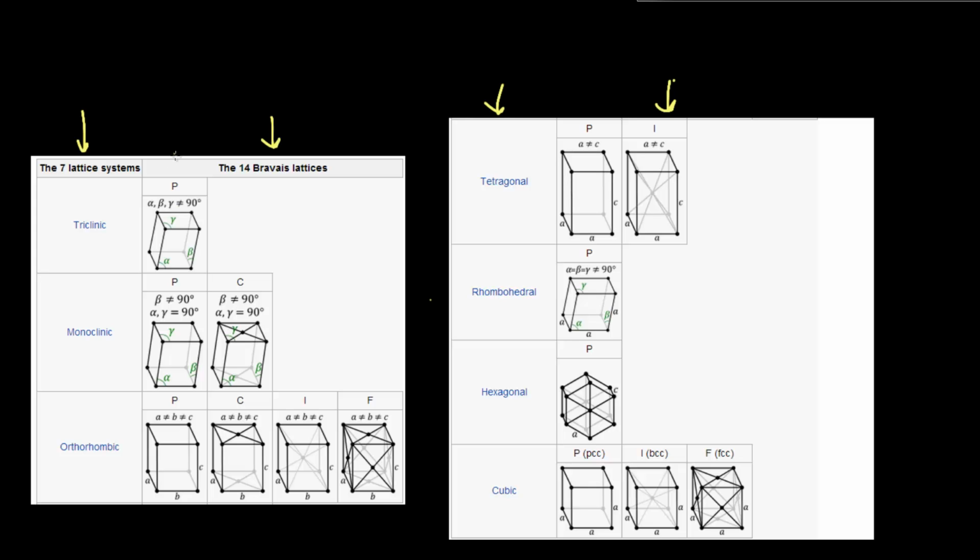The leftmost column of the 14 Bravais lattices here is denoted with a P. That stands for primitive. These are the ones that we were just discussing. We also see the letter C here. That stands for centered. In fact, it stands for base-centered. So you can see there's a lattice point at the base of each one of these crystals.